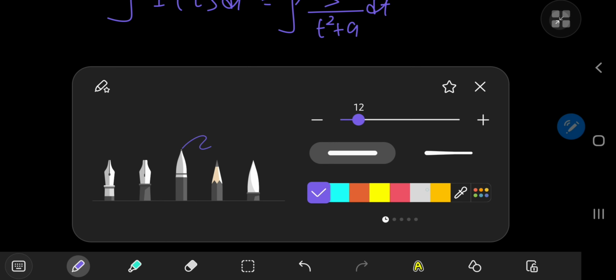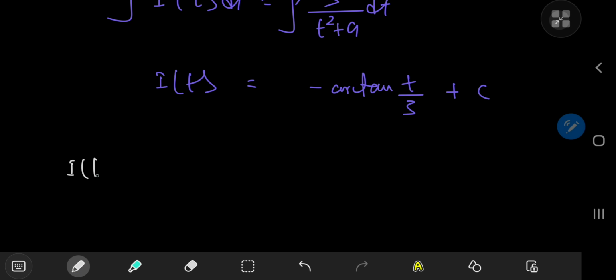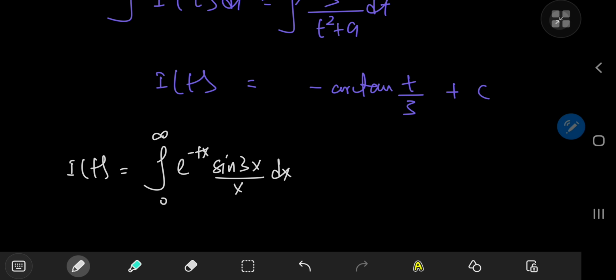Recall the integral function, please. So I of t equals the integral from 0 to infinity of e to the negative tx times sine 3x divided by x dx. And remember when I said that t would be non-negative? Yeah, that helps. That helps quite a bit.